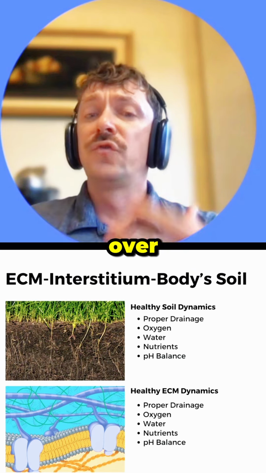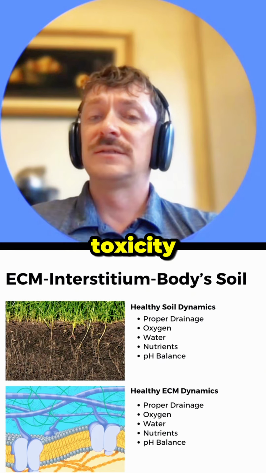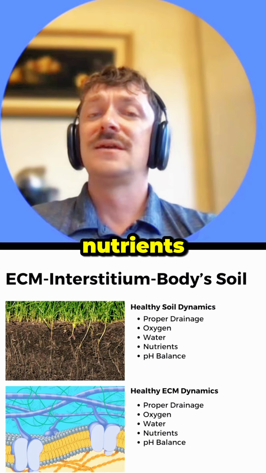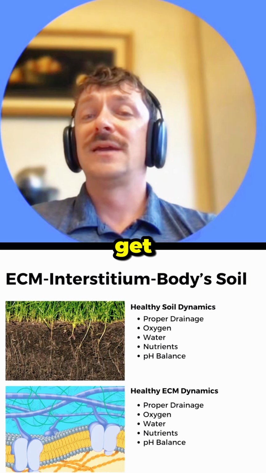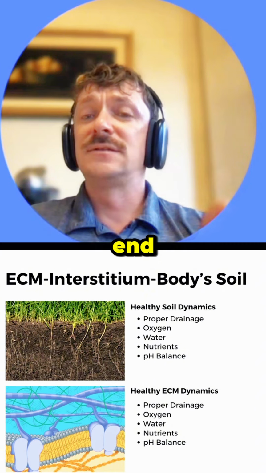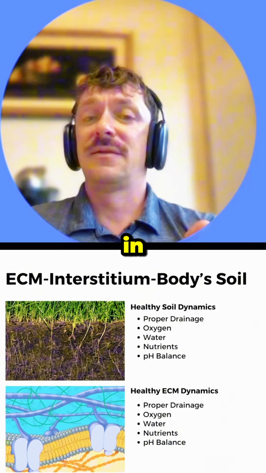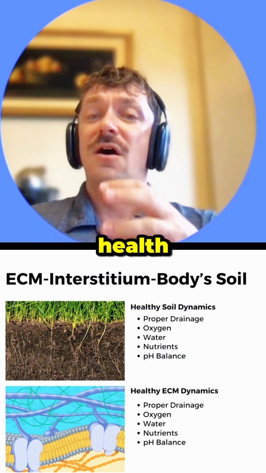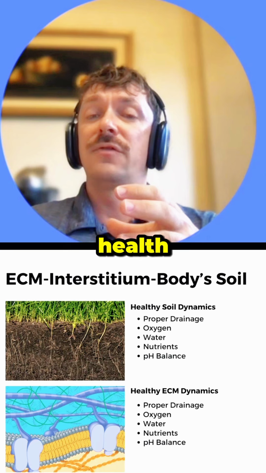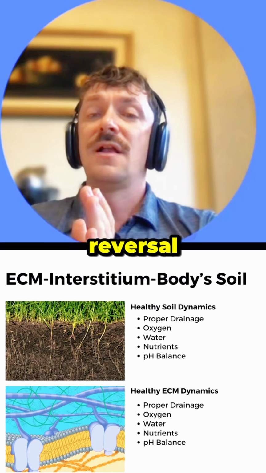We have over-acidity, we have lack of oxygenation, we have too much metabolic toxicity in that space, not enough proper nutrients. We get cellular degeneration, cellular breakdown, and in humans also we get the eventual end stage development of cancer, of neoplasm and metastasis in the body. So maintaining this space is critical for the health of all our organs, critical in every disease state, and critical for the reversal of every disease state.